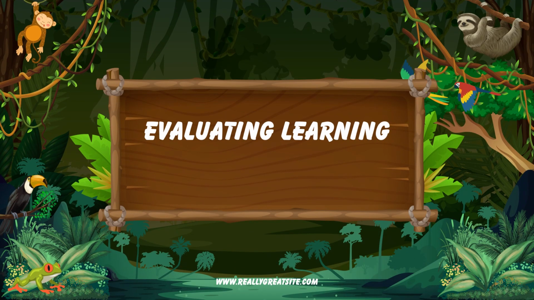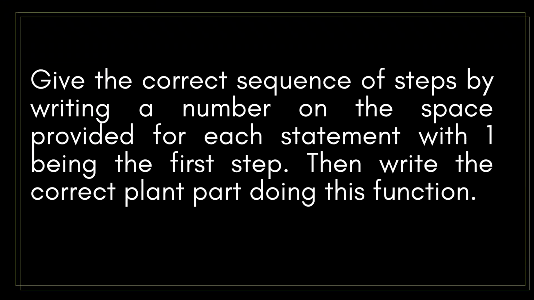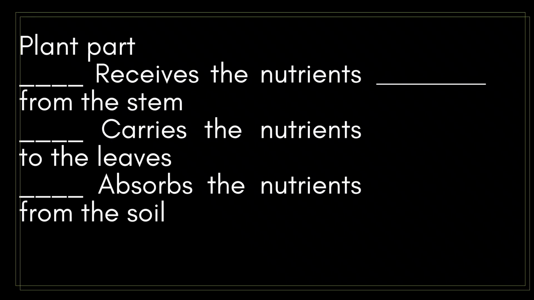Now for the evaluation, kids. Give the correct sequence of steps by writing a number on the space provided for each statement, with 1 being the first step. Then write the correct plant part doing this function. Plant part. What is your answer?